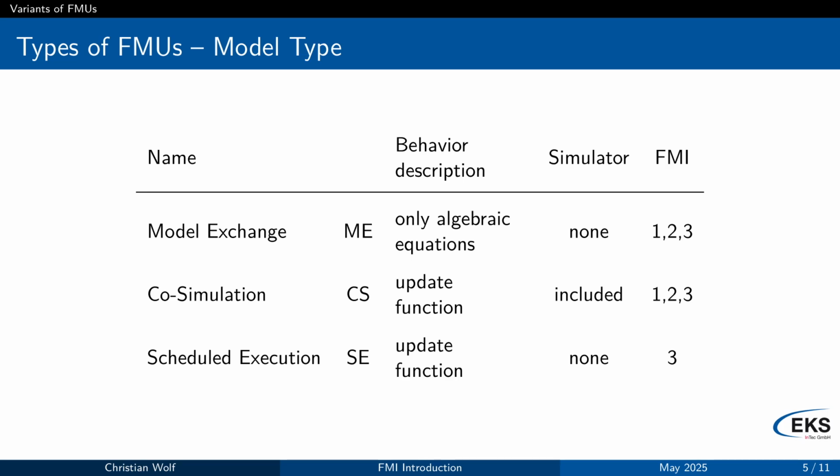When we talk about FMUs, there are different kinds and different types of FMUs available. And these are model exchange, co-simulation, and scheduled execution. And they have some difference that they classify. While model exchange and co-simulation was always there, scheduled execution was introduced with FMI 3. And the difference between model exchange, co-simulation, and scheduled execution is how they are intended to be used.